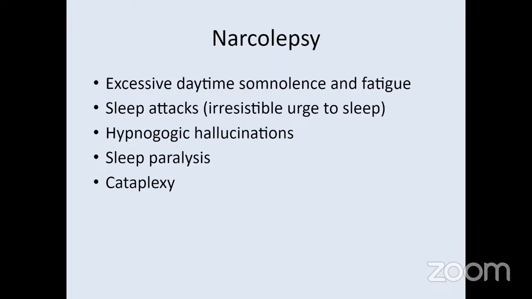Let's speak about narcolepsy. Narcolepsy leads to excessive daytime somnolence and fatigue. So it's characterized by sleep attacks that are irresistible. There are also hypnagogic hallucinations that occur when the patient is attempting to sleep. Also, it's characterized by sleep paralysis and cataplexy, which is a sudden hypotonia that develops in response to a stimulus like excitement or excessive fear.